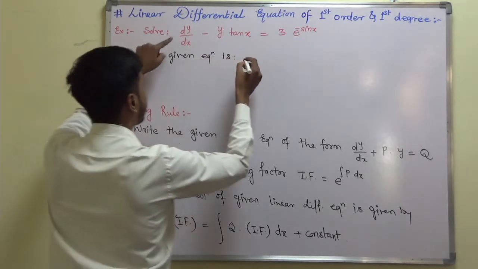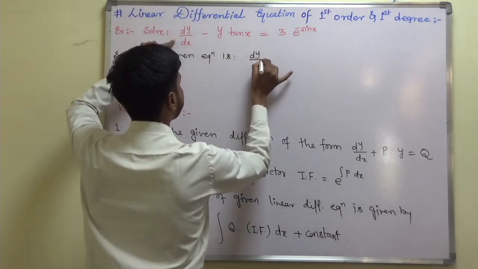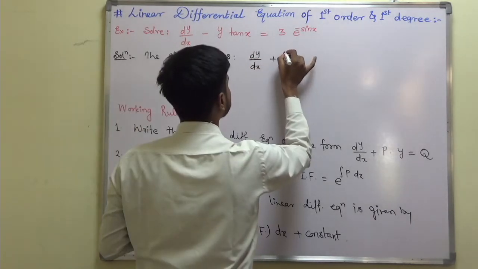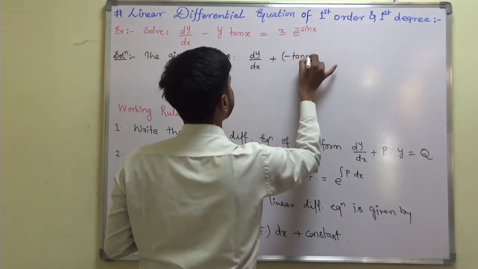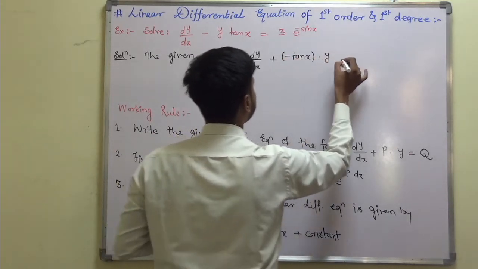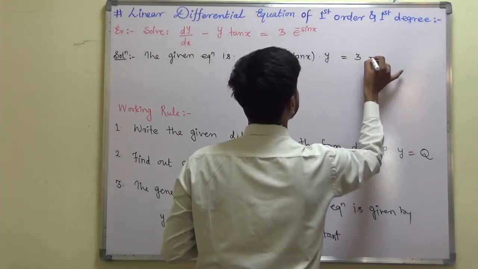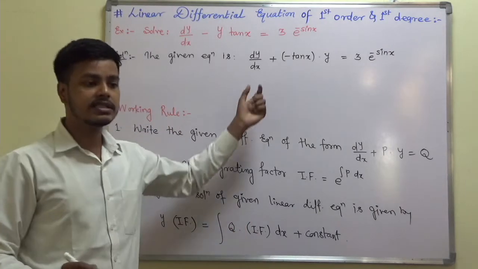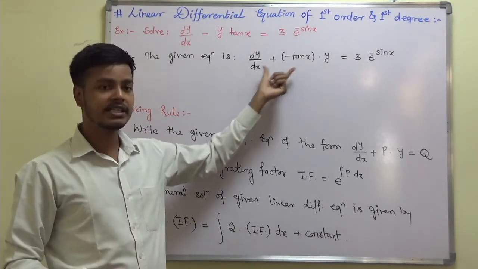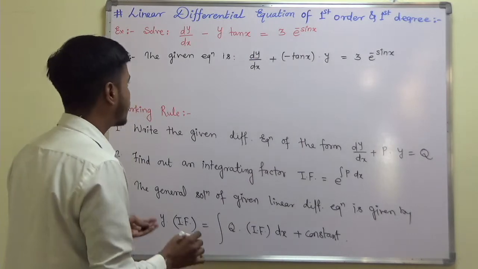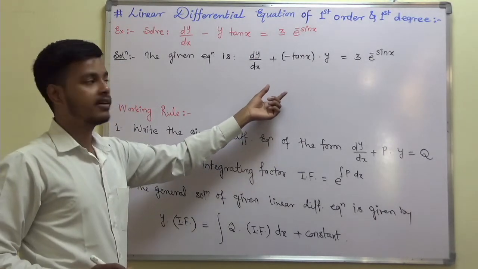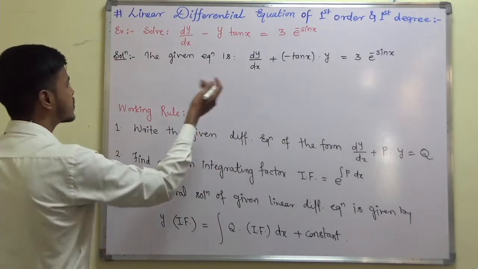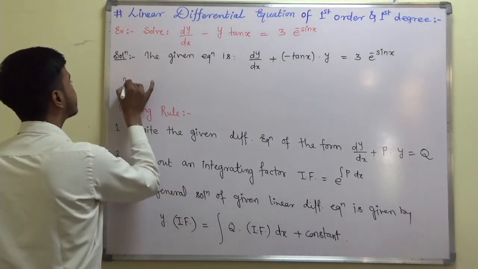Write it properly. dy by dx plus minus of tan x into y is equal to 3 e to the power minus sine x. As you can see, this is the very first example, that's why we are writing it like this. The moment you become very familiar with such notations, you can directly write. Okay, so the given equation is this.